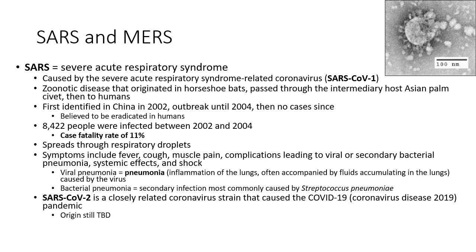The next couple of diseases that we'll talk about are SARS and MERS. SARS stands for Severe Acute Respiratory Syndrome. This is caused by a virus called SARS-CoV-1. You might recognize that. This is a zoonotic disease that originated in horseshoe bats in Asia and then went to an Asian palm civet and then to humans. So there was that intermediate host between the primary host of the bat and then humans. This was first identified in China in 2002. The outbreak was in 2004, and there have been no cases since 2004, so it's believed to be eradicated in humans.